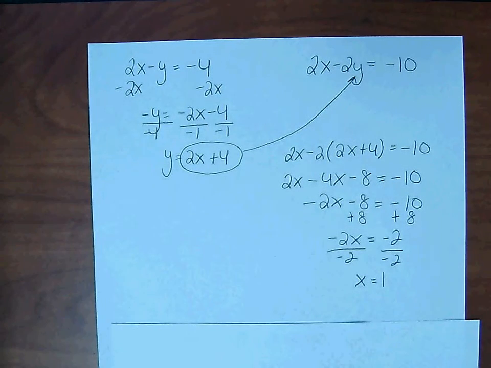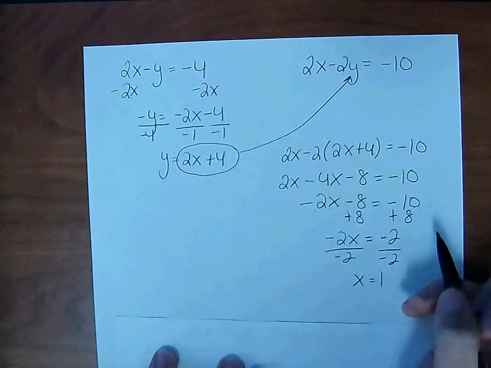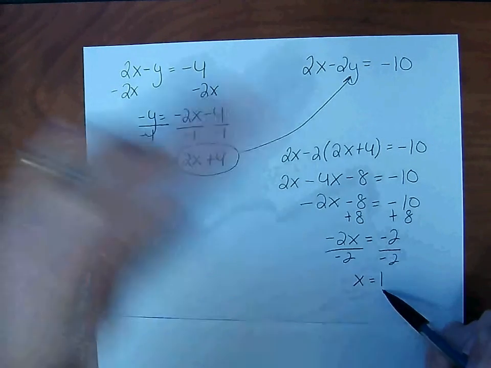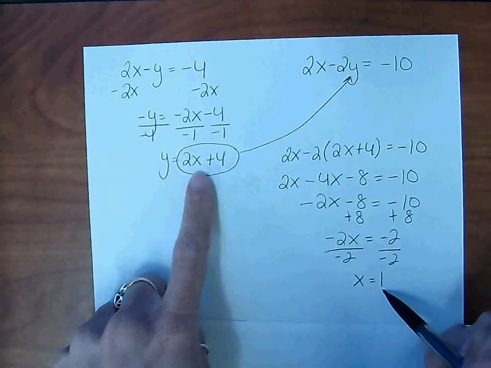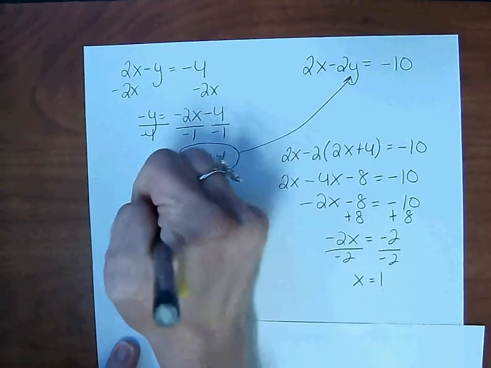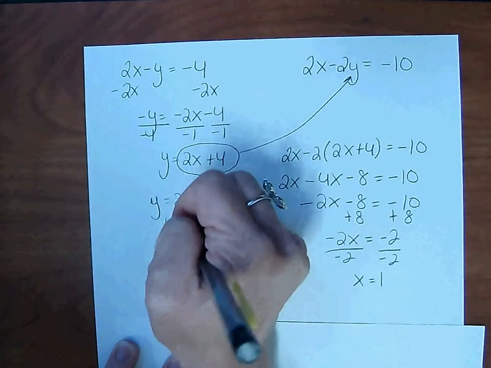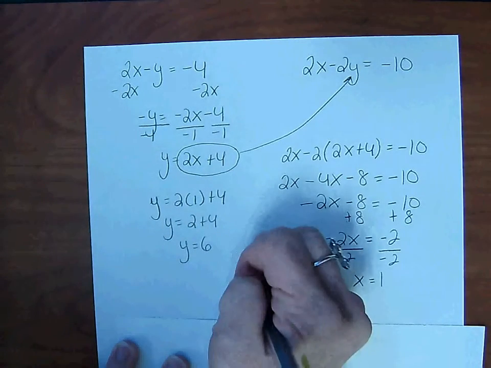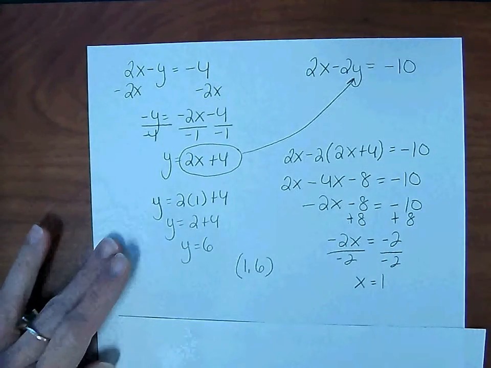We need to get the x and y coordinate for our ordered pair. We have three choices now of where we can plug in x equals 1. One of the two original equations or what we solved y for. I'm going to use that equation. So y equals 2 times 1 plus 4. Y equals 2 plus 4. Y is 6. So our solution is 1, 6. Intersecting lines at the point 1, 6.